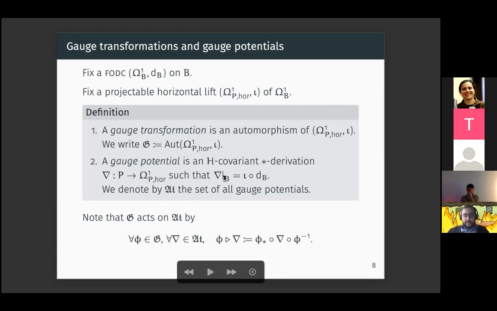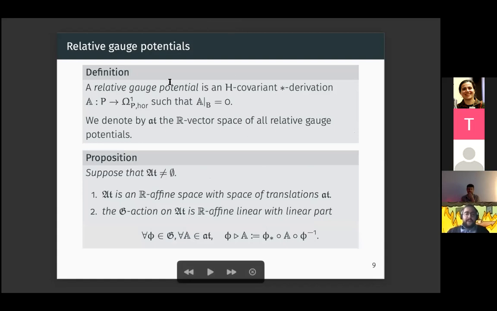So this would all be kind of silly if there weren't extra structure on this space. From the classical case, you expect this to be an affine space, and indeed it is in a sort of natural way. Let's define a relative gauge potential to be a covariant star derivation from P to the horizontal one forms that vanishes on P. And now the moment you have a gauge potential, the set of all gauge potentials is automatically going to be an affine space with space of translations the space of relative gauge potentials, just by literal subtraction of maps into this vector space.